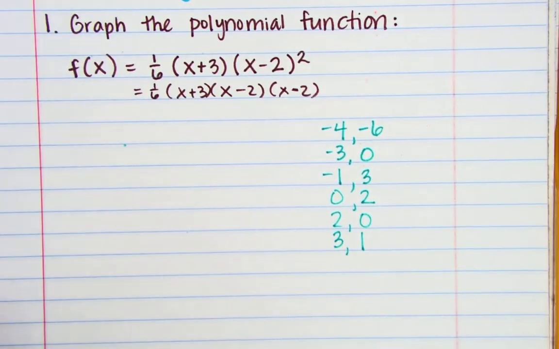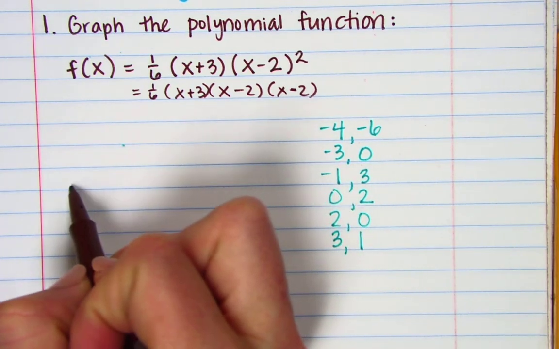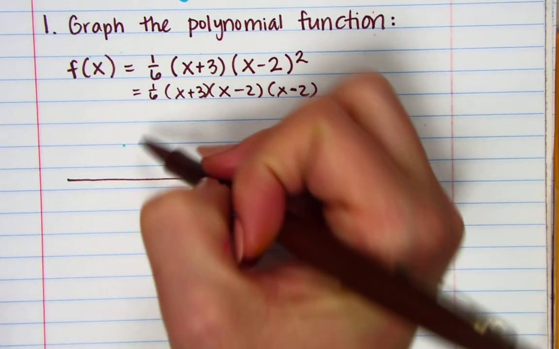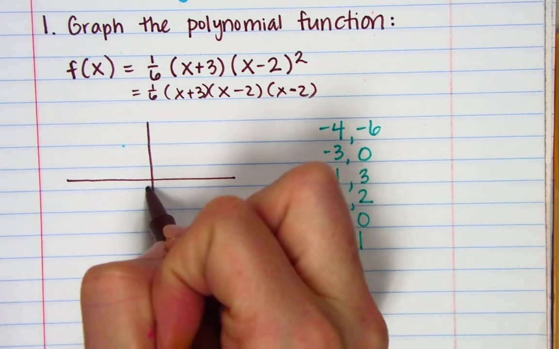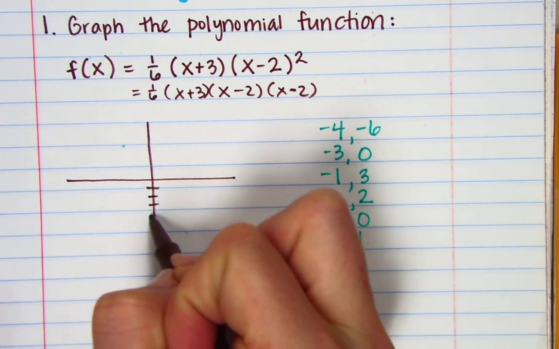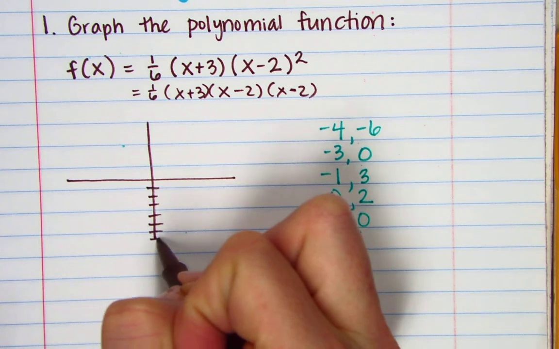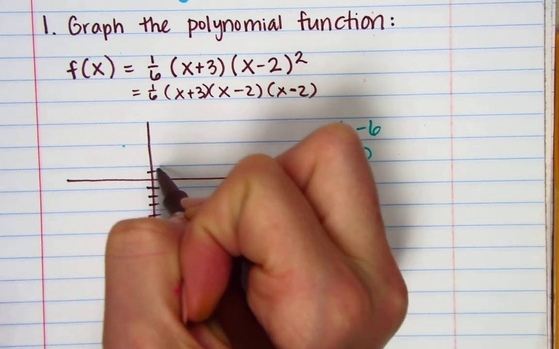So I'm going to just sketch my x and y axis. My lowest one is -6, so I need to make sure I go down to -6. It doesn't have to be perfect, just try to make it look nice.